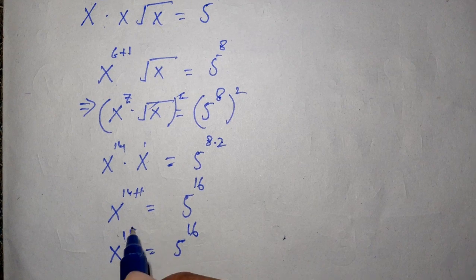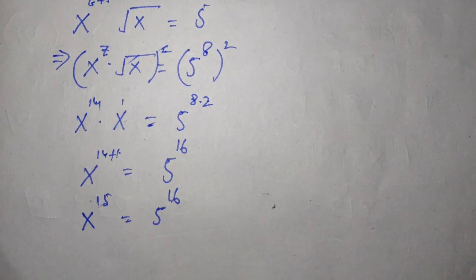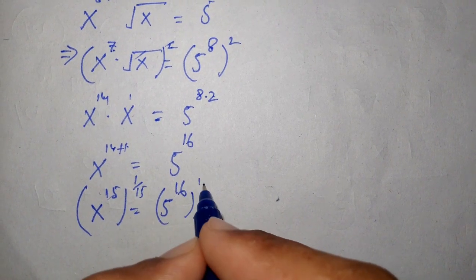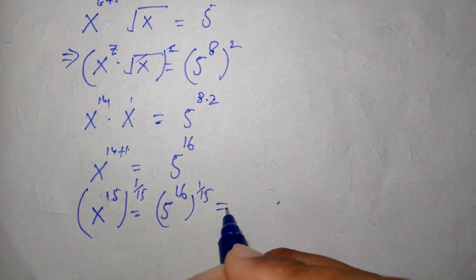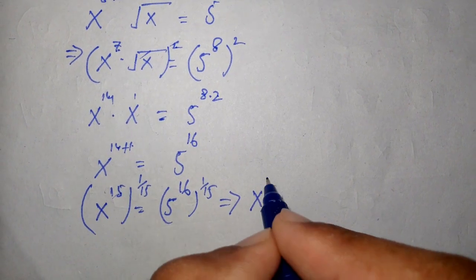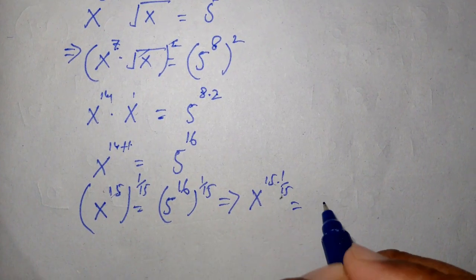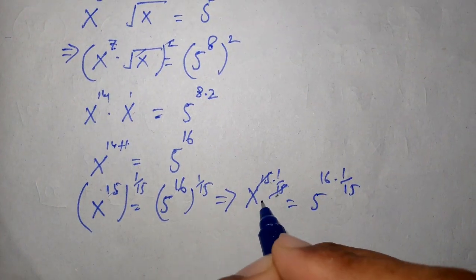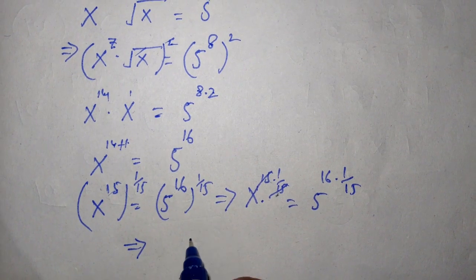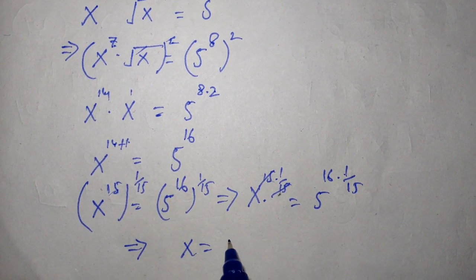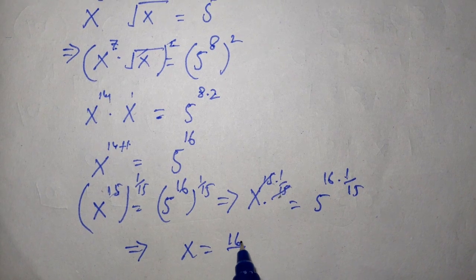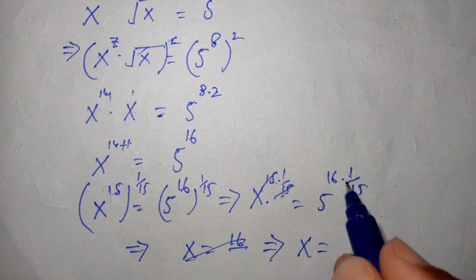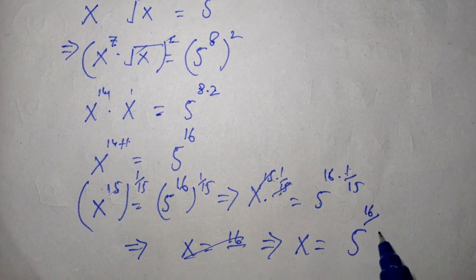So we have to multiply both sides by 1 over 15. So this side multiplied by 1 over 15 and this side multiplied by 1 over 15. Here this will become x to the power of 15 times 1 over 15 is equal to 5 to the power of 16 times 1 over 15. Here this 15 cancels with 15. Here only x is left, and this will become x is equal to 5 to the power of 16 times 1 over 15, that is, x is equal to 5 to the power of 16 over 15.